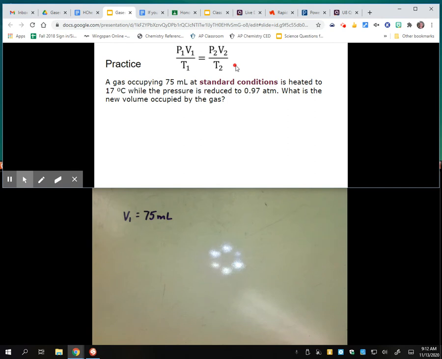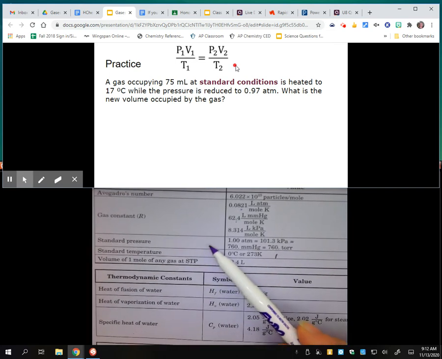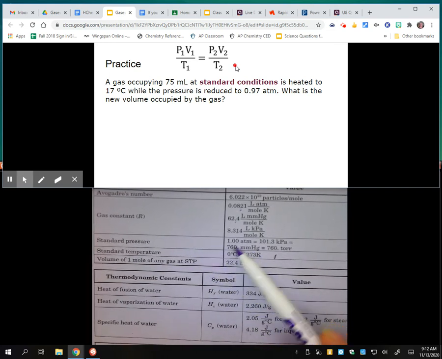Okay, let's see. And then it says at standard conditions. Well, standard conditions for a gas, we know those. That is STP, standard temperature and pressure. If you didn't know them, you could find them here on the front of your reference tables. So we have standard pressure is any of these, and standard temperature is this. We want to pay attention to the Kelvin.